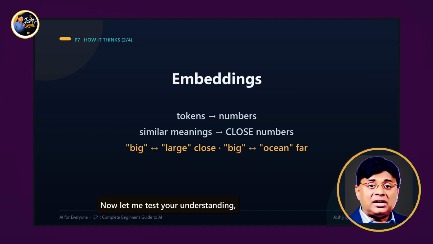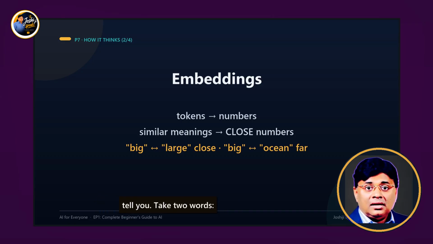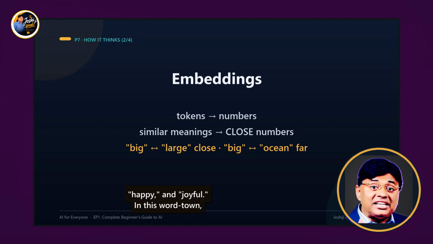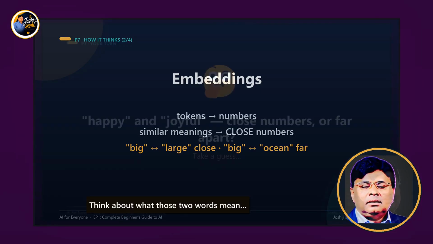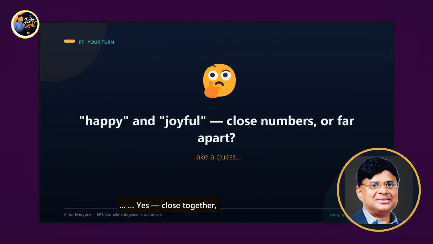Now let me test your understanding, gently, and really decide before I tell you. Take two words, happy and joyful. In this word town, would they live close together, like next-door neighbors, or far apart, like strangers? Think about what those two words mean.